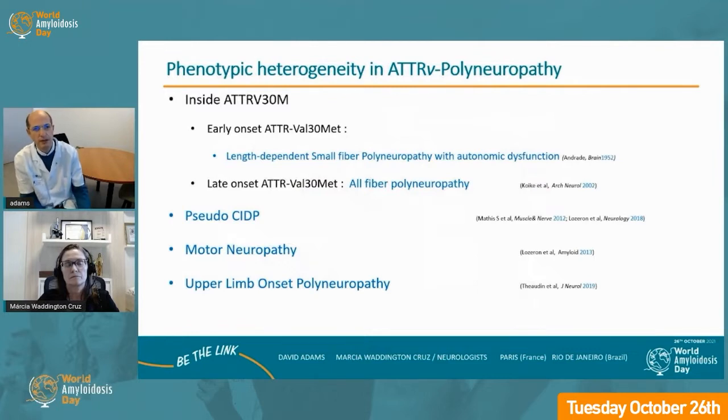There is a large phenotypic heterogeneity in clinical presentation, and for the neurologist, it's not easy when you don't have a family history, in late onset. It presents like CIDP, like motor neuropathy, or eventually upper limb onset polyneuropathy, which renders the diagnosis sometimes very difficult.